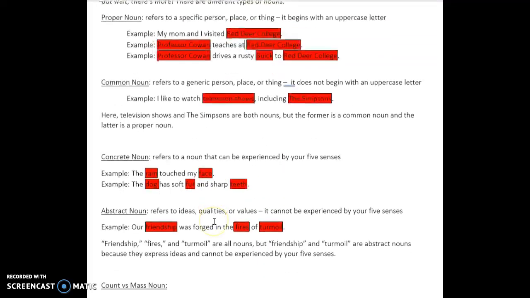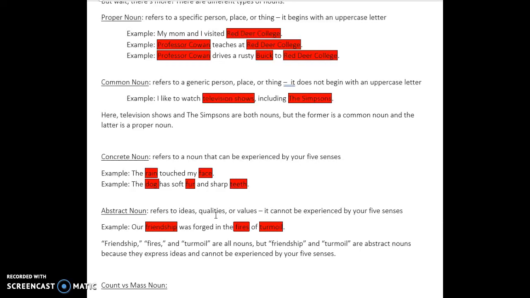We also have concrete nouns and abstract nouns. Concrete nouns refer to nouns that can be experienced by your five senses. So for example, the rain touched my face. The rain can feel wet and cool, and I can also experience the sensation of my face with my five senses.